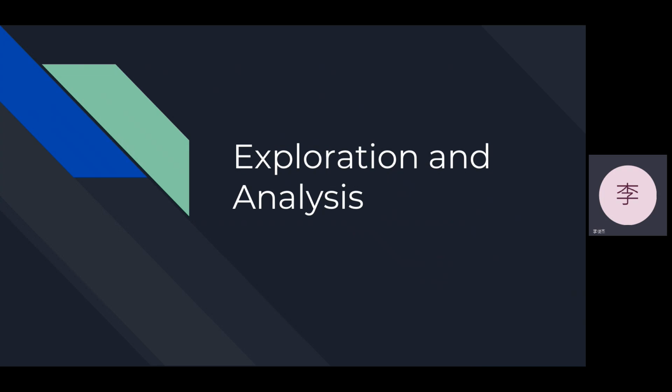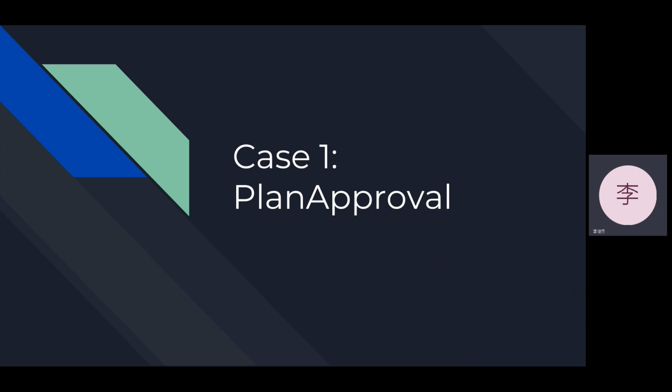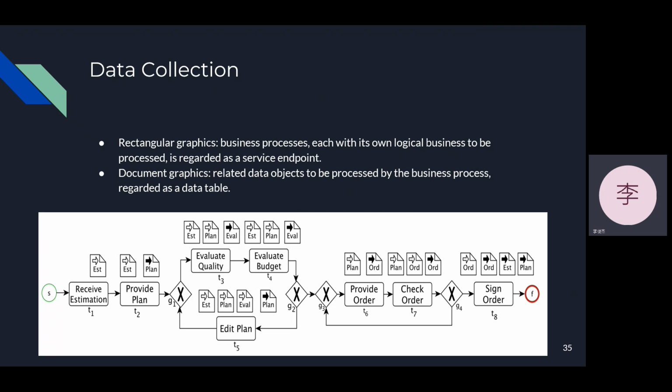And let's see our case and analysis. First is case 1, plan approval. Let's see our data collection, and this is the process of the plan approval. We can see in this picture, the rounded rectangles indicate business processes, and the files above indicate the corresponding data objects to be processed.